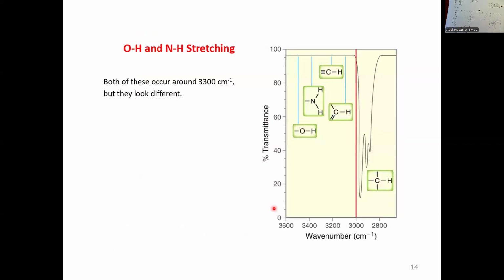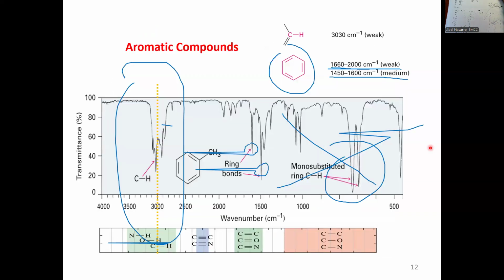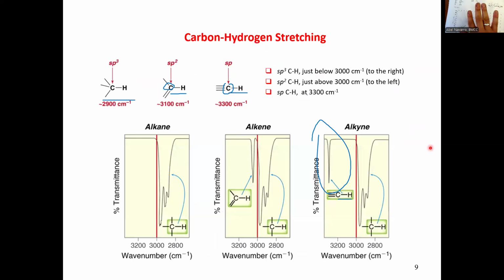OHs and NHs, finally. Good. So OHs and NHs are right here. You see more or less the approximate values. OHs and NHs are around 3,300, and they look different, even different from the CHs. You see that the CHs had a more glove shape. You see fingers, like chicken fingers, or lizard fingers. So they show up like that.